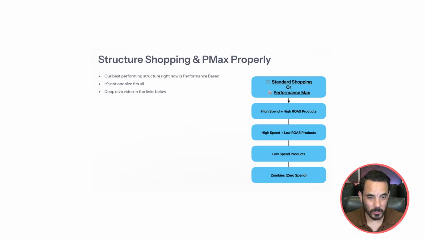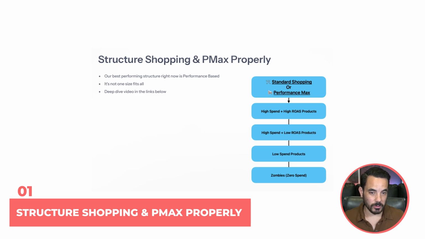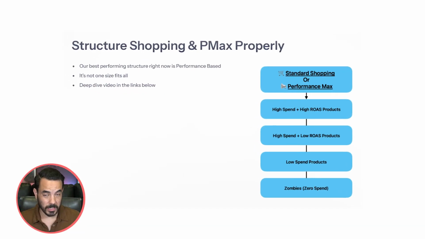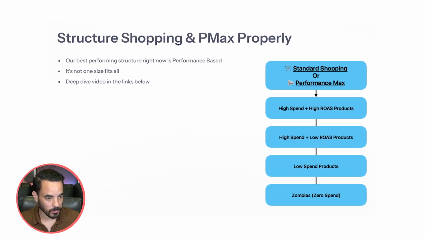Okay, so the first thing you want to do is to make sure that you are structuring your shopping and/or performance max campaigns properly. Now, what I've got over here is one of our favorite best performing structures at the moment, and we're using this on a lot of our client accounts. But it's important to note that this is not a one size fits all. So I'm going to take you through one of our best performing structures right now, but it might not work for you, and you really got to find the structure that works properly for your account.